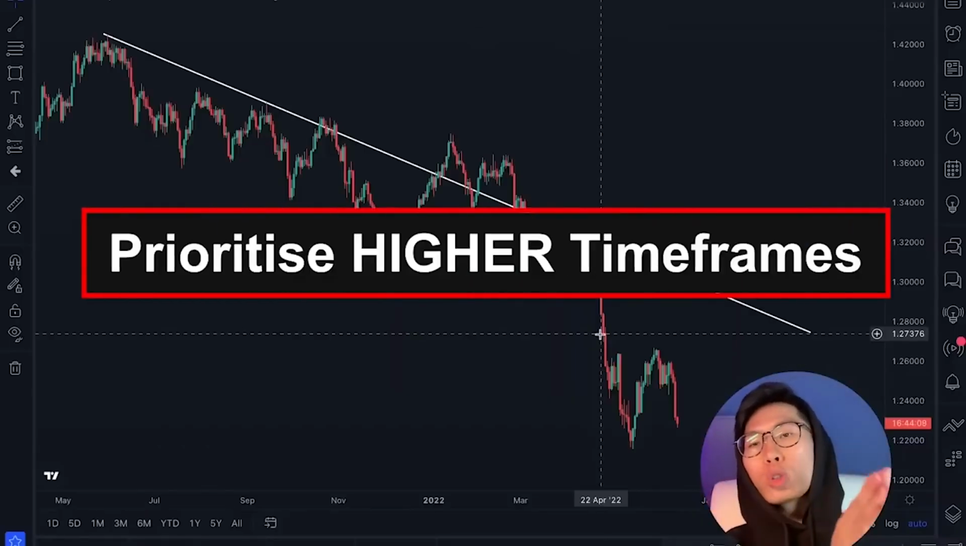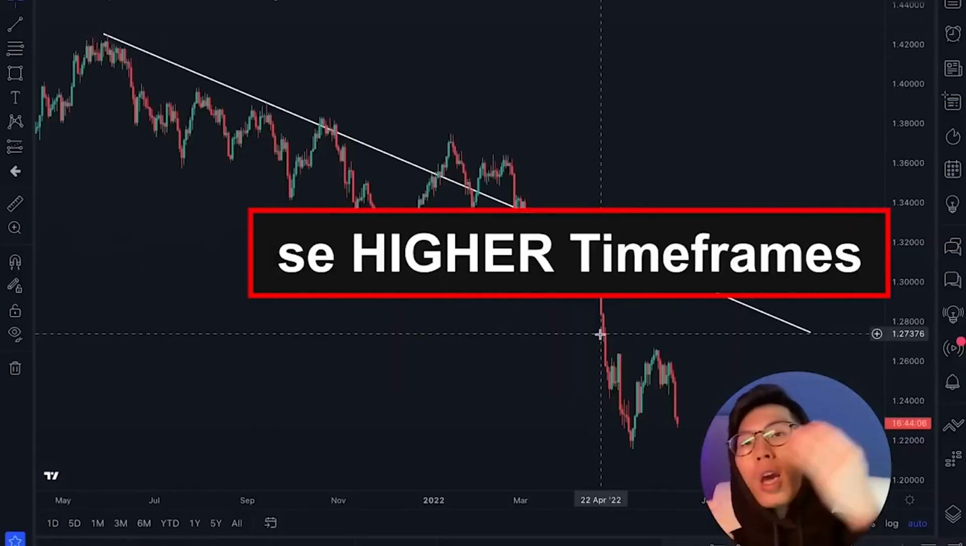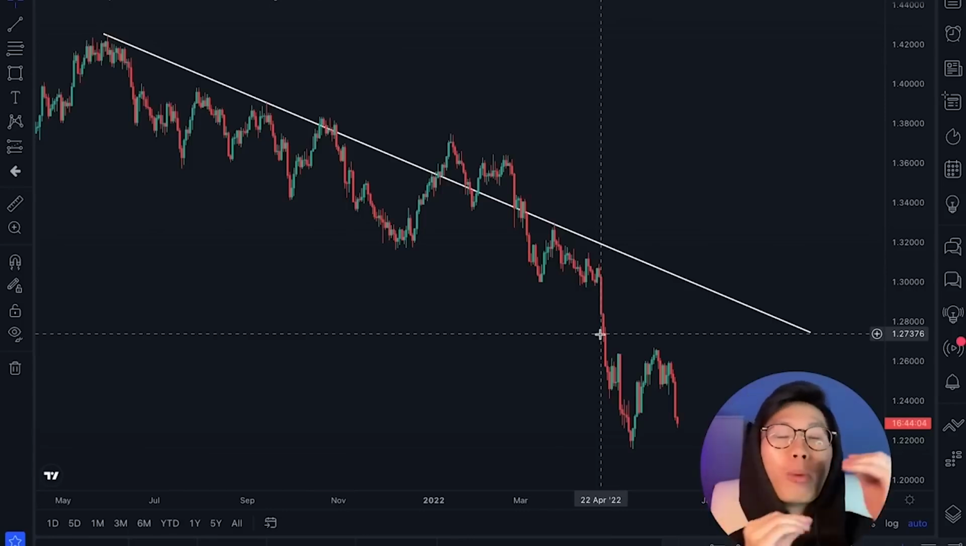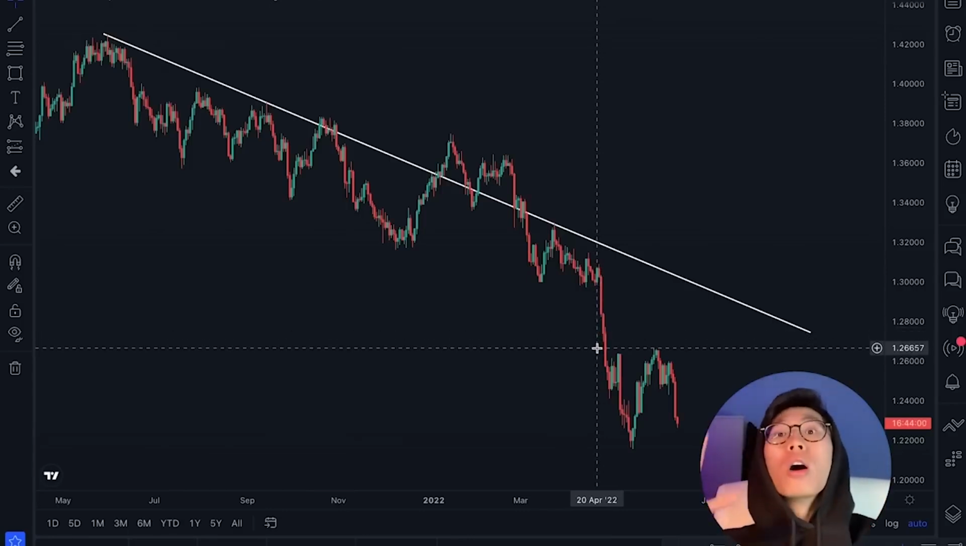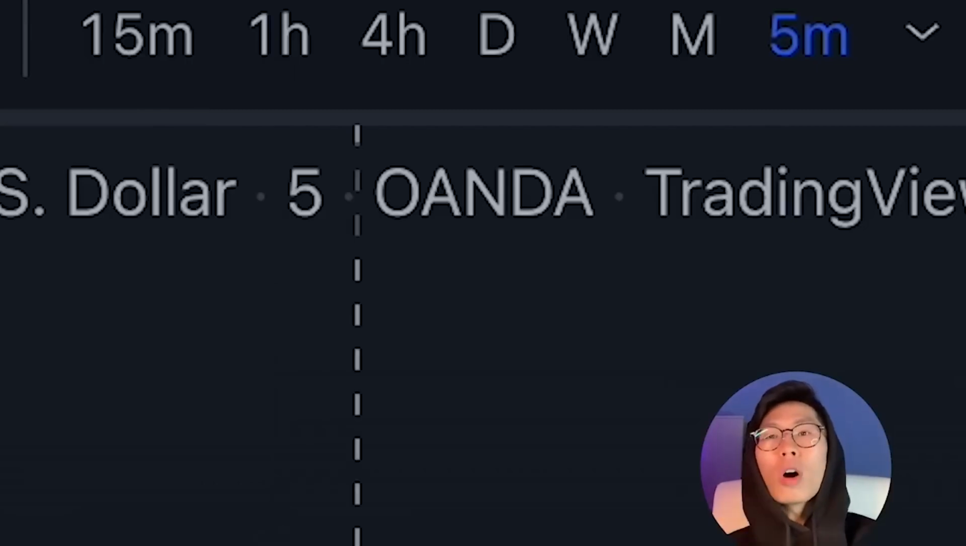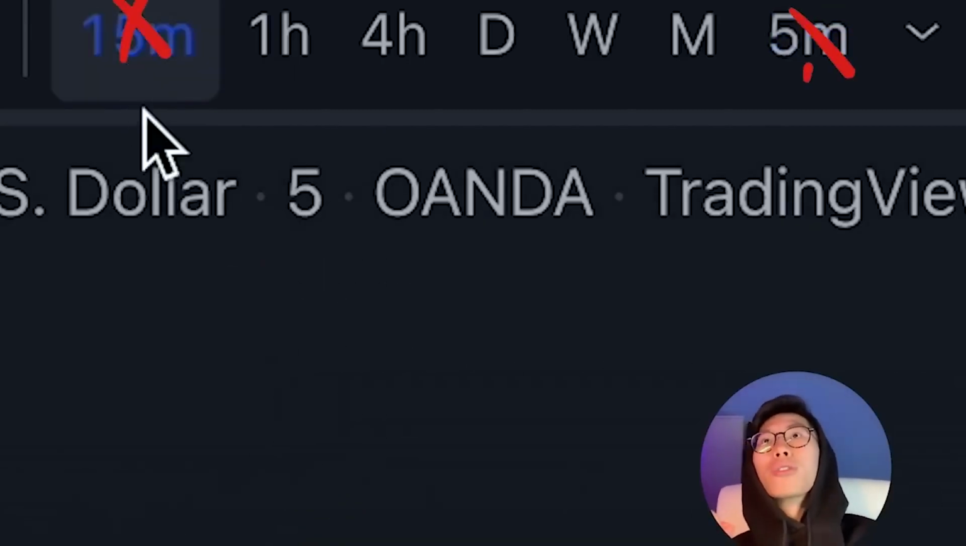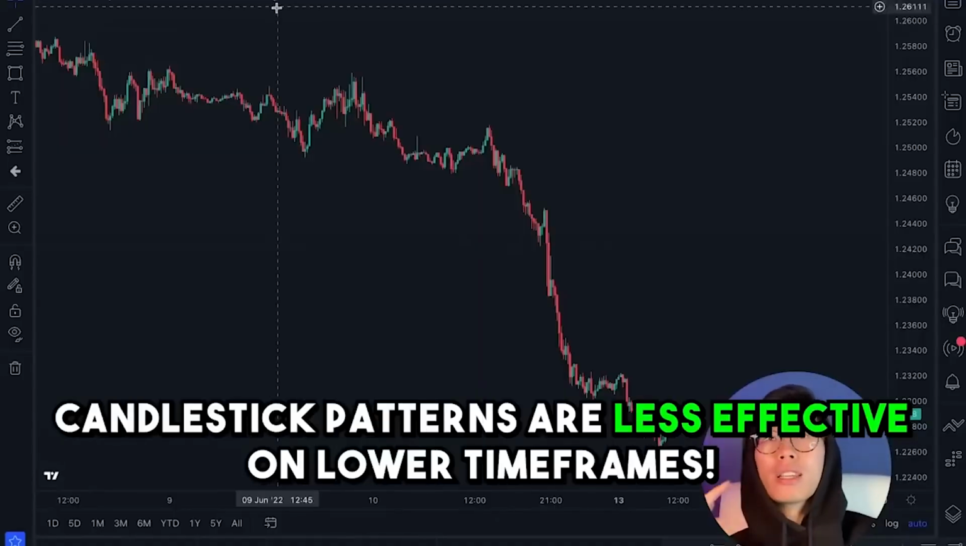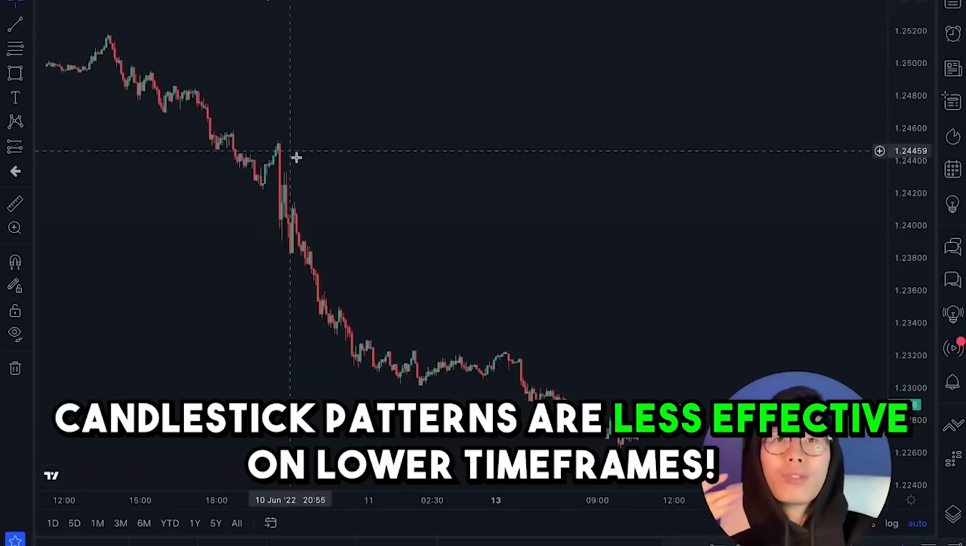Prioritize higher time frames over lower time frames. You guys need to get confirmation on the higher time frames like the 1 hour and the 4 hour first. So guys, do not focus too much on the 5-minute or the 15-minute candlesticks. Always prioritize the higher time frames, because on the lower time frames there is a lot of noise. So candlestick patterns are much less effective on the 5-minute or even the 15-minute time frame.